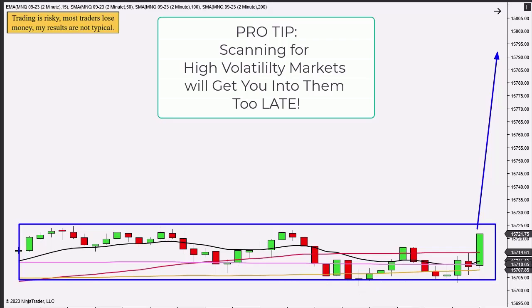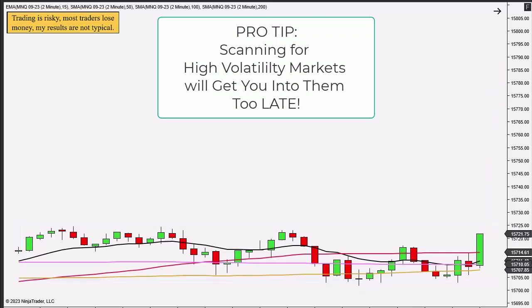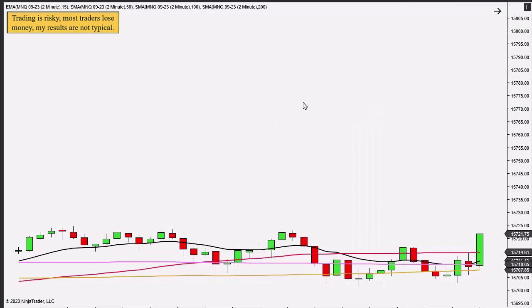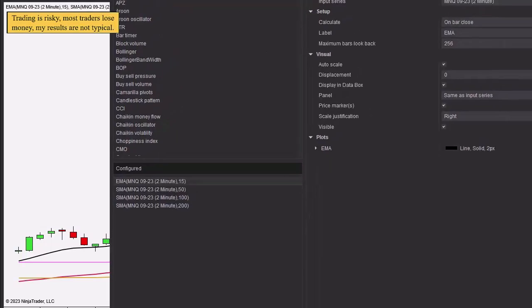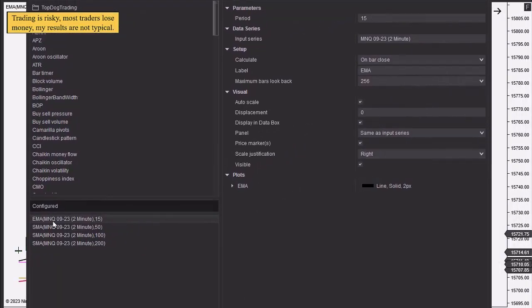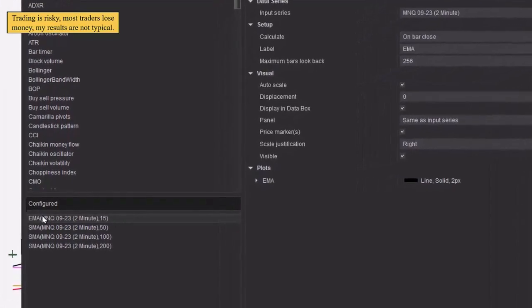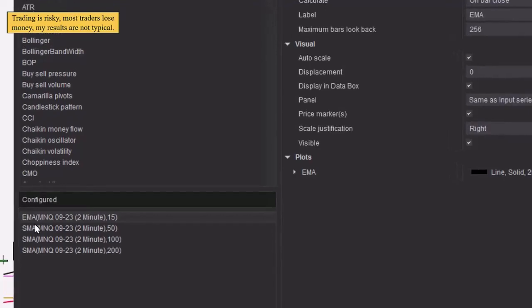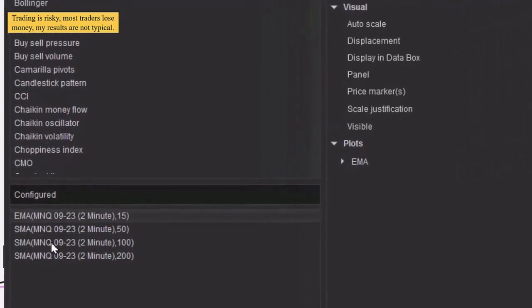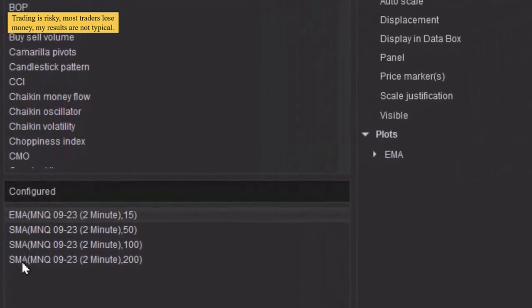Now, again, we need an objective way to measure that. So here's what I do. Let me pull up my indicators and I'll show you so you can replicate this exactly. We're just using 4 moving averages, and you can see it right here. You can pause the video if you want to write these down. This is what I use: 15 EMA, the 50 SMA, the 100 SMA, and the 200 SMA.